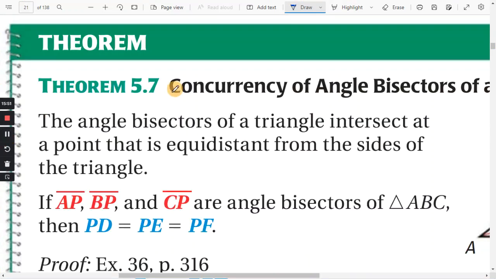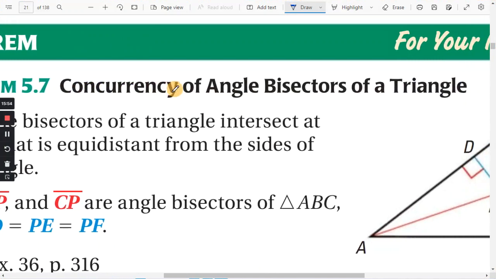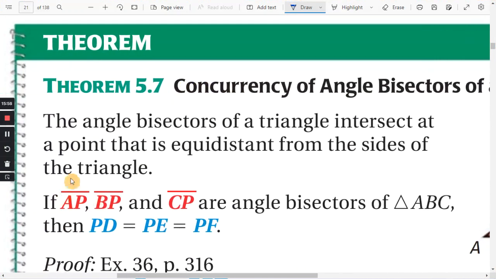Okay, theorem 5.7, concurrency of angle bisectors. The angle bisectors of a triangle intersect at a point that is equidistant from the sides. All right, let's take a look.